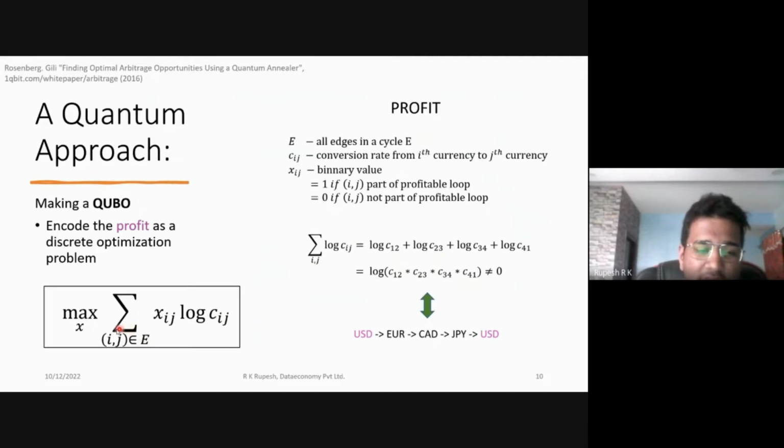And we want to maximize that over all the paths in a particular cycle. So E is basically all edges in a given cycle, and we want to maximize it over X, which is the binary variables 1 or 0, which essentially tells us whether a particular conversion rate is part of the profitable loop or it is not part of the profitable loop. And so this is how we end up with a discrete optimization problem. It is discrete because we have these x_ij, which take values only 0 and 1. So we cannot optimize this using some kind of a gradient descent approach, because when you have discrete values, you can't define a gradient.